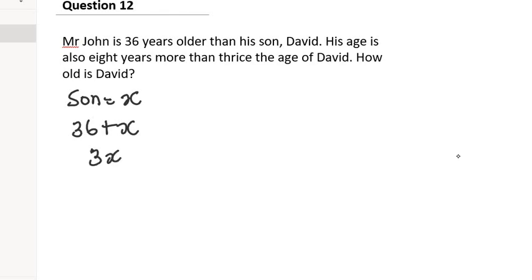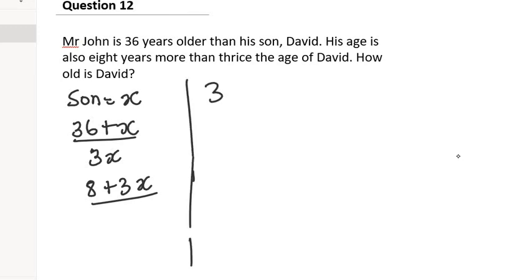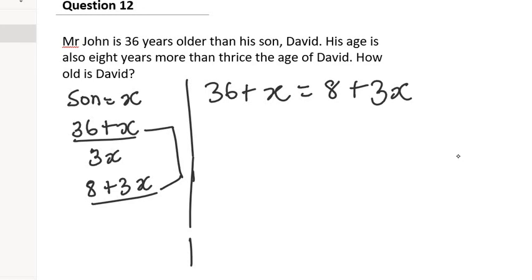3x, 8 years more than thrice the age of David, the father will be 8 plus 3x. So 36 plus x is the father's age, 8 plus 3x is the father's age. How old is David? Remember we said let David be x. So we can get David's age from his father's age. So 36 plus x equals 8 plus 3x. Just derive an equation for the father's age.